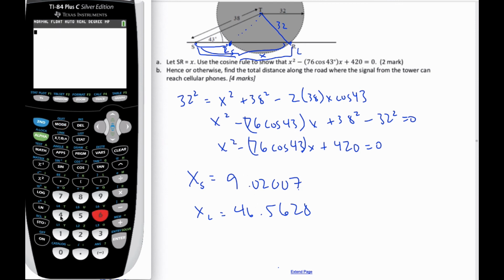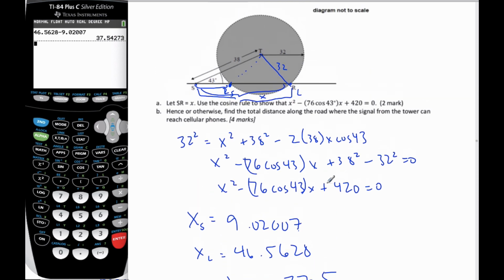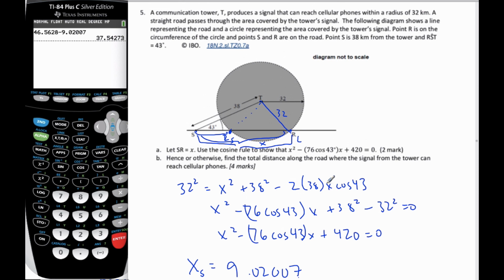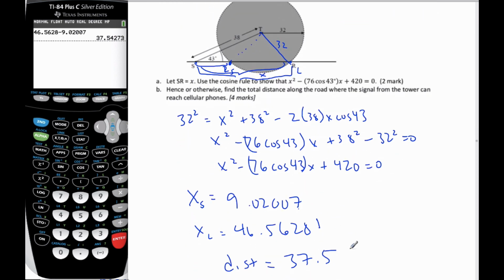And so if I subtract 46.5628 minus 9.02007, I get the distance is equal to 37.5. I believe this is in kilometers. Kilometers is the range that you can get cell phone coverage.